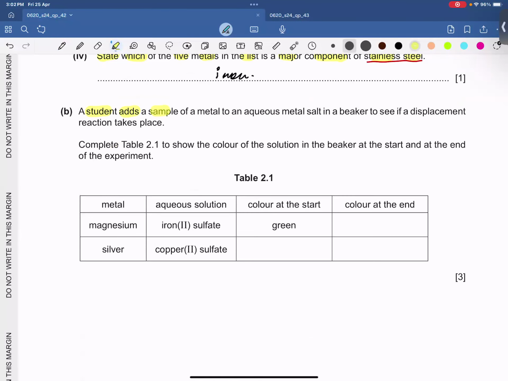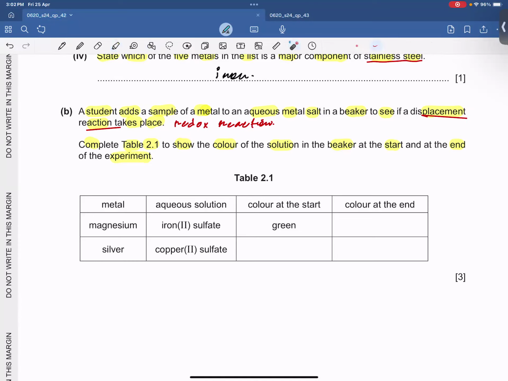A student adds a sample of metal to an aqueous metal salt in a beaker to see if a displacement reaction takes place. By the way, a displacement reaction is also called a redox reaction. Complete table 2.1 to show the color of the solution in the beaker at the start and at the end of the experiment.